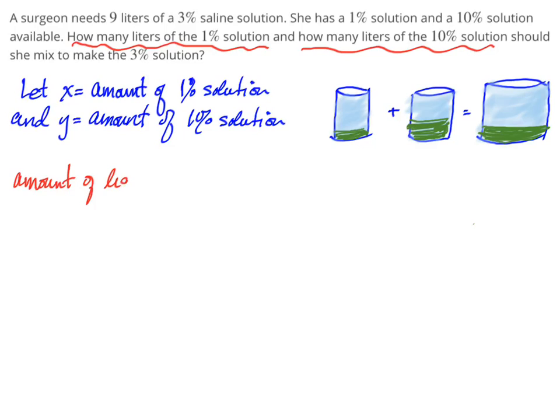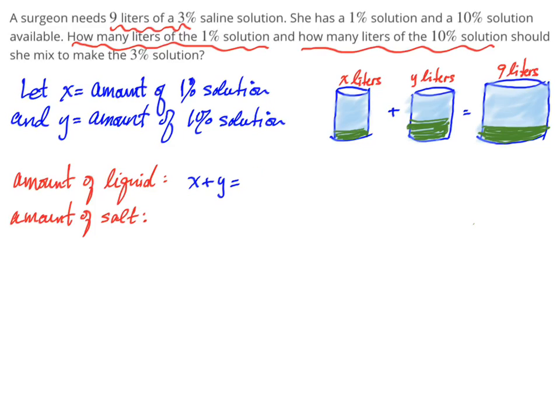So we're going to have two equations. The first equation is going to be the amount of liquid, and the second equation is going to be just the amount of salt. The amount of liquid in the first container is x liters. That's the 1% solution. And the amount of liquid in the second container is y liters. We're going to mix those together to get 9 liters of the 3% solution. So x plus y is equal to 9 liters.